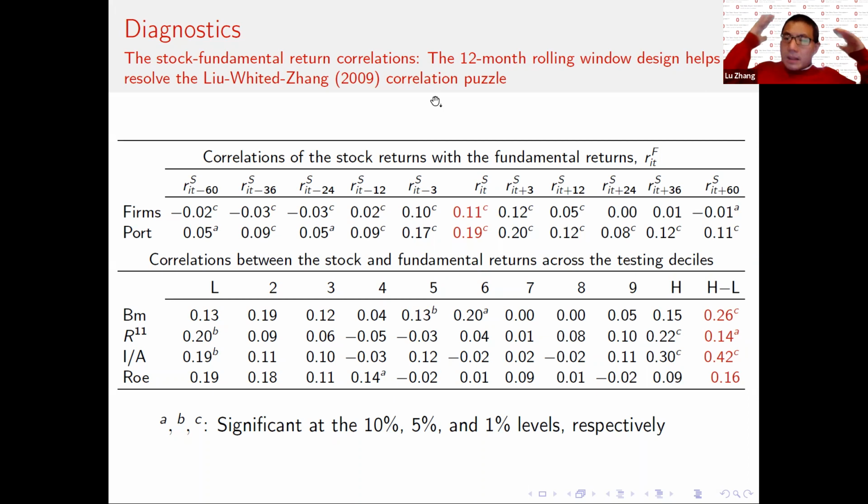So bottom line is that the correlation puzzle, in my view, is not that big a deal. It speaks to some of the deficiencies of the data we have. We do not have monthly accounting information. We work with whatever data we have, and hopefully we design the empirical procedures to exploit whatever signal we can have from the data, but we live with the data limitations.